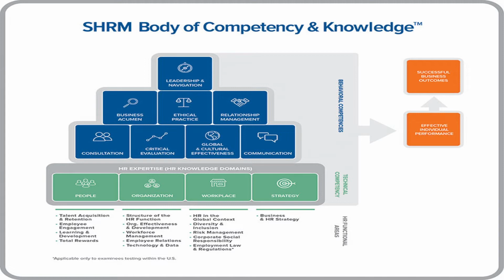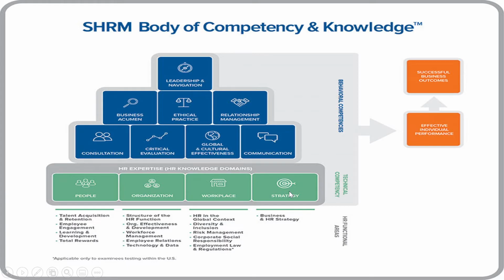SHRM body of competency and knowledge. So basically on your vertical side you can see there are three categories: behavioral competencies, technical, and lastly HR functional areas. Okay, so behavioral competencies are leadership and navigation, then business acumen, ethical practice, relationship management, consultation, critical evaluation, global and cultural effectiveness, communication. Then HR expertise or HR knowledge domains as people, organization, workplace, and strategy.